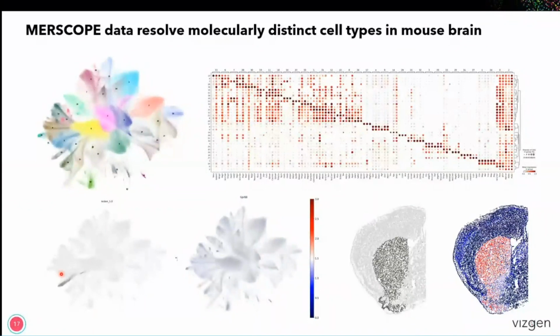As an example, here I plot cluster 23, which highly expresses the marker GPR88. So when plotting the cell cluster distribution and the marker gene expression on the brain slice, we can see these cells are highly enriched in striatum. With the gene expression and spatial information, we can annotate this cell type as medium spiny neuron.